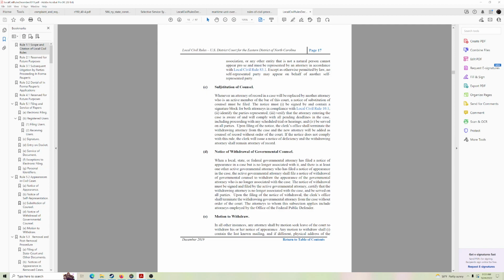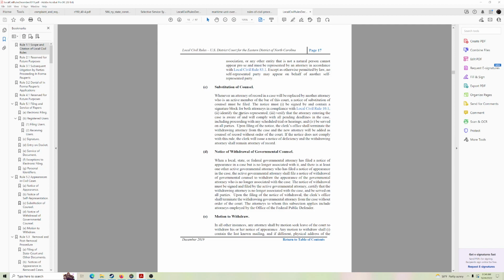Subsection C. Substitution of counsel. Whenever an attorney of record in a case will be replaced by another attorney who is an active member of the bar of this court, a notice of substitution of counsel must be filed. The notice must be signed by and contain a signature block for both attorneys in compliance with Local Civil Rule 10.1.